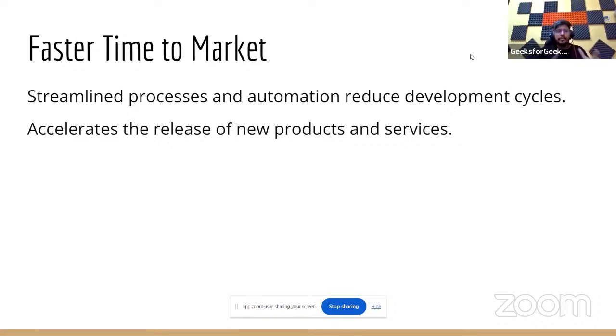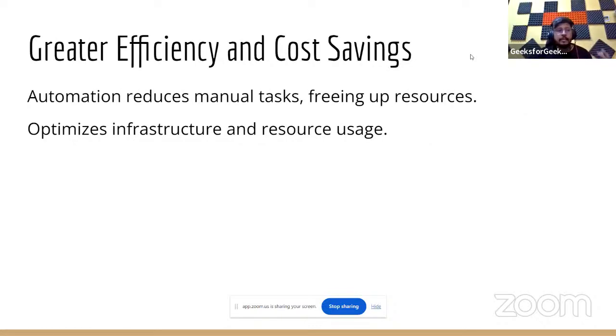Because you have built a streamlined process, with a pipeline and automation, it is going to reduce the development cycle, and of course accelerate the release of new products and services. Also, because of this automation, it is going to cut a lot of cost. The very important cost it cuts down is the manual task. You don't have to hire more employees to do redundant tasks.